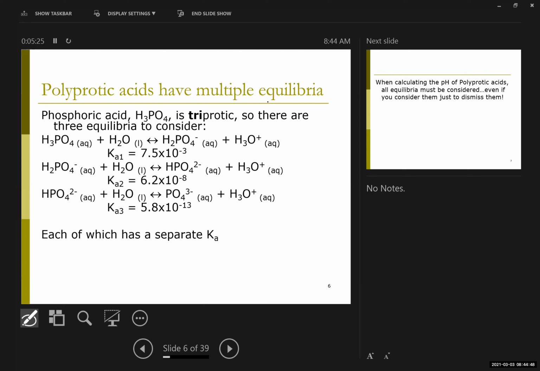If I go to my table of acids and bases, it will give me the same number of Kas as I have acidic protons, each one referring to one of the protons coming off. So if you look up phosphoric acid in your book or on the internet, you'll find a Ka1, a Ka2, and a Ka3. The Ka1 corresponds to the first proton leaving. The Ka2 corresponds to the second proton leaving, and my good old Ka3 corresponds to the third proton leaving. You will notice there is a significant difference in the K values.